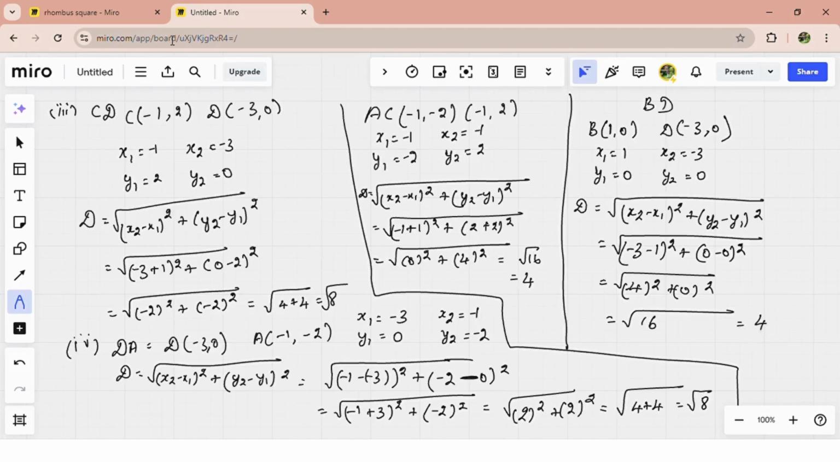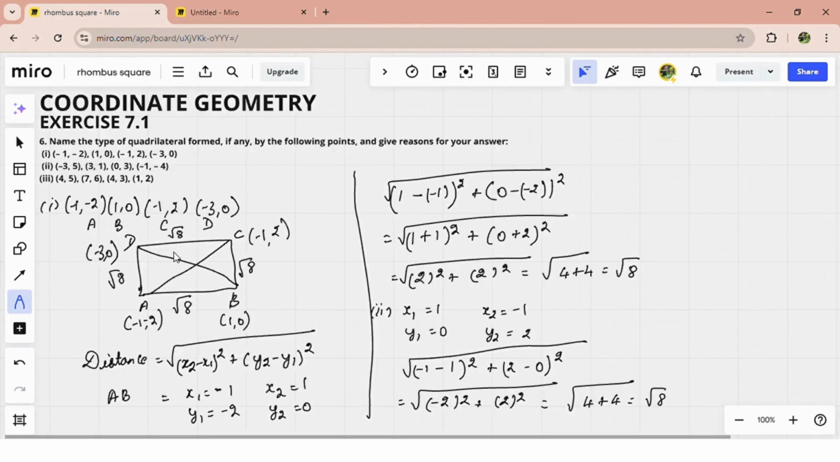So yes, diagonals are also equal. It is 4 and this side is also 4. So it forms a square. Okay, this is a square. Hence proved. Got it? And that's it. We'll move on to the second sum now.